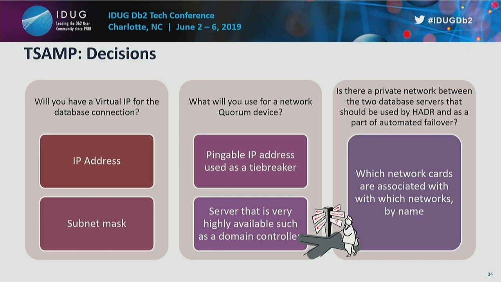And so if you're using a network one, which was the only one available before 11.1.4.4, then you need a server that is very highly available, such as a domain controller or a default gateway. That's the best way. You need that server to always be available. And then you need to know if there is a private network between the two database servers that is used by HADR. You're going to have to configure some network things in this that will define that private network as well as the public network.